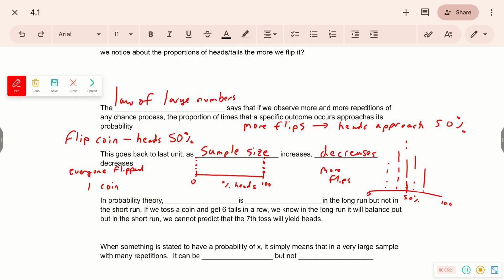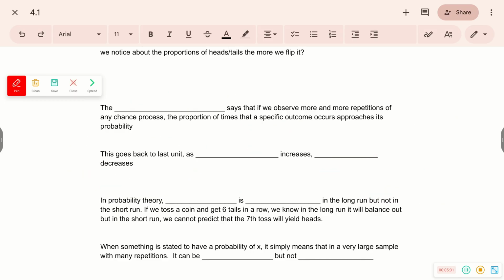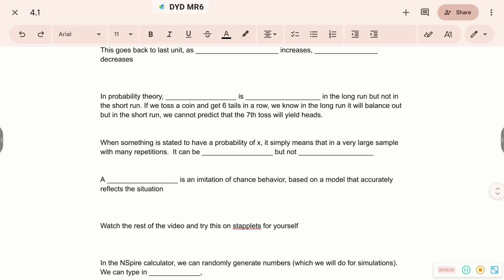Now, coin flips are totally random, so this is called the idea of randomness. I'm going to go ahead and erase this; pause the video if you need to. Randomness is predictable in the long run, but it's not in the short run.